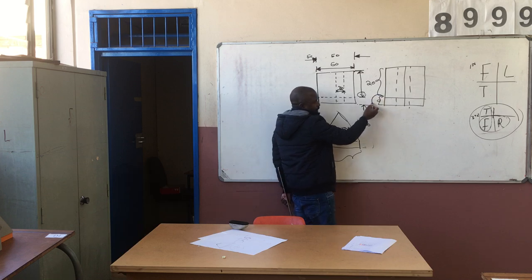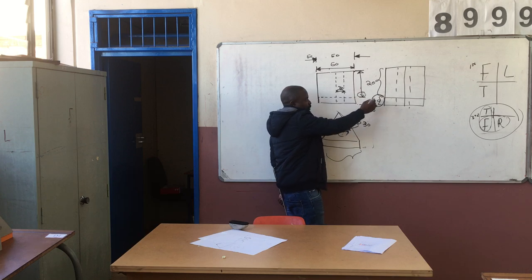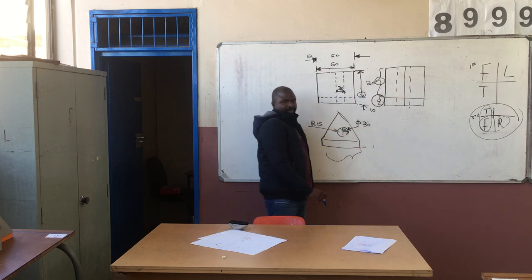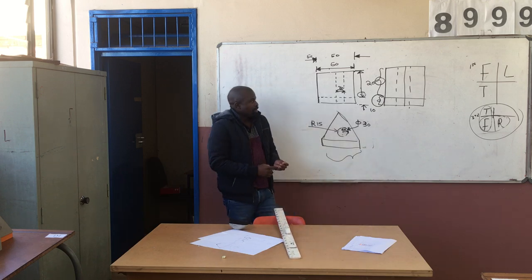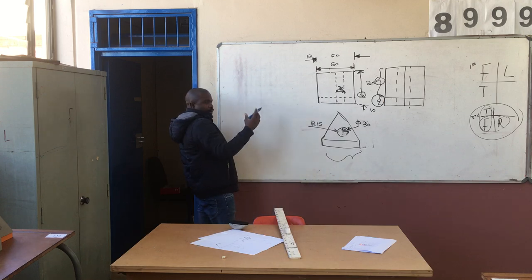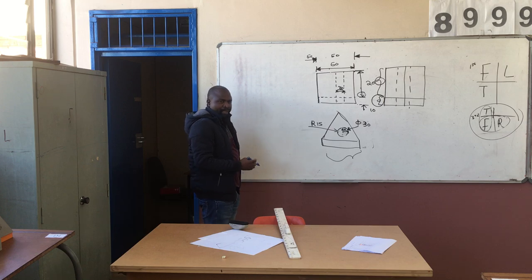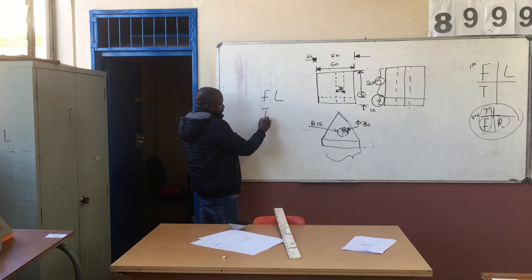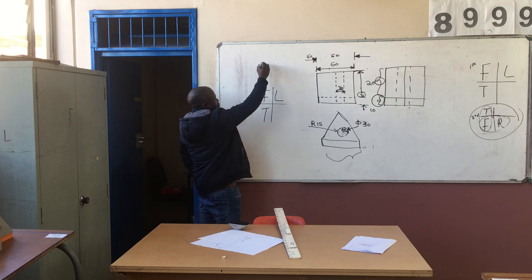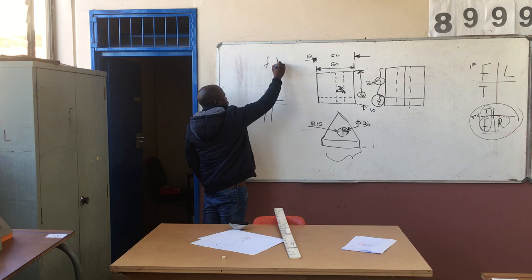They won't indicate measurement in this format, right? They use this, the arrows. This one they do not use. Do you understand? So and again, for your syllabus, the only arrangement you use is F, L, T. Also F, R, T.